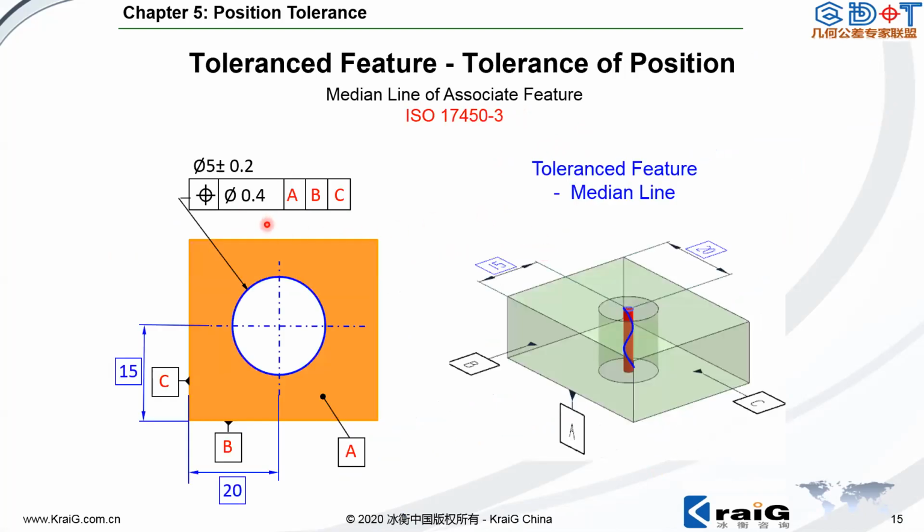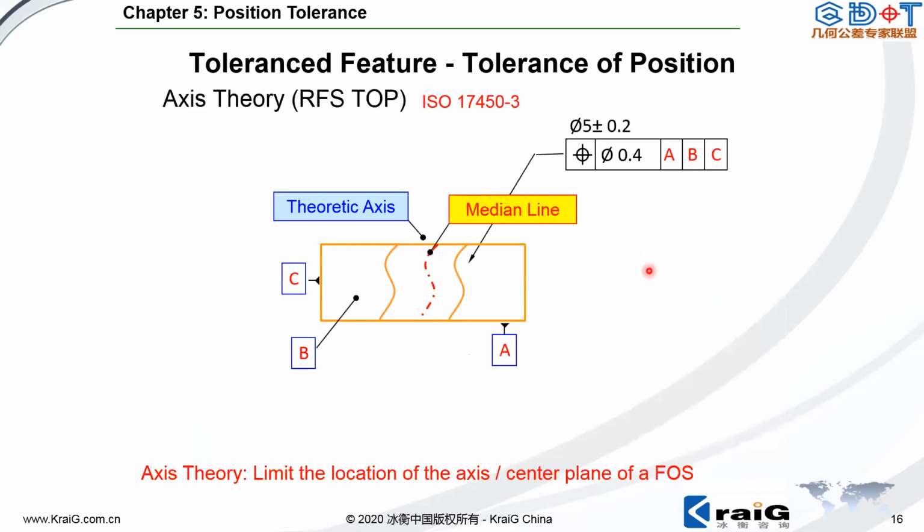Same joint. The position tolerance points to the hole. What is the tolerance feature? The tolerance feature is a medium line. And you can see a little bit of difference compared with ASME. This line is not straight. This medium line is a curved line. How could we get this curved line? The actual hole is deformed, and once the hole is deformed, we need to find the medium line.